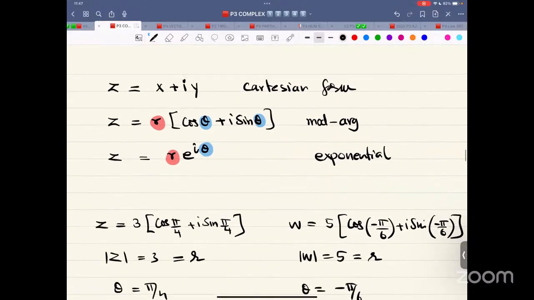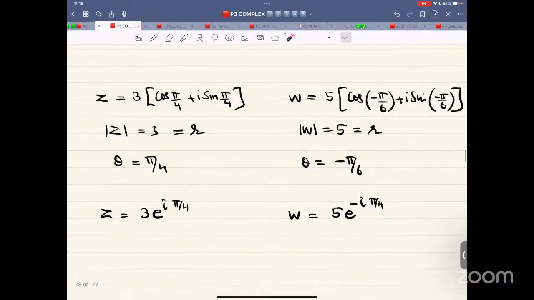Cartesian form, modulus argument form. That is the Cartesian form. That is x, that is y. The modulus argument form, and then we have the exponential form. So this is related to this thing. Just pick the r, just pick the theta, and write it like this. This is r, this is theta. So this is 3e^(i pi by 4). This is r, this is theta, this is 5e^(i pi by 4) with a negative sign because of that thing.